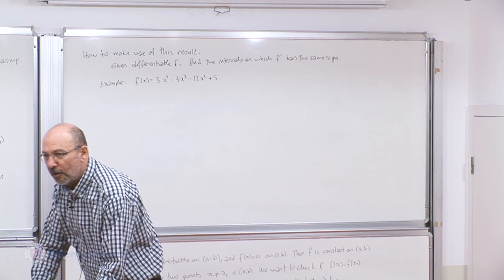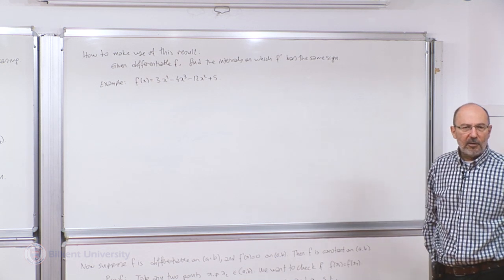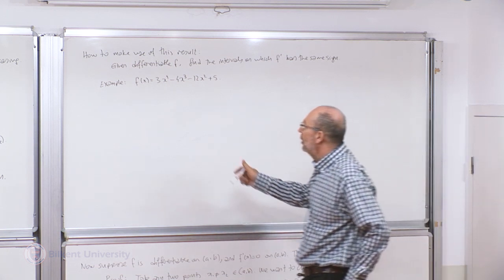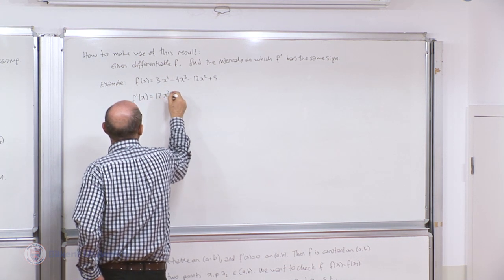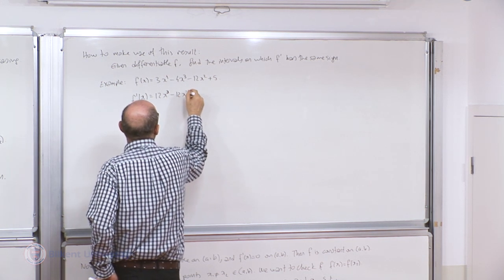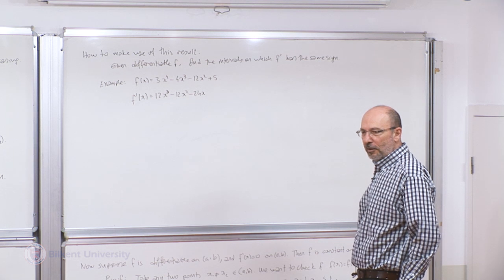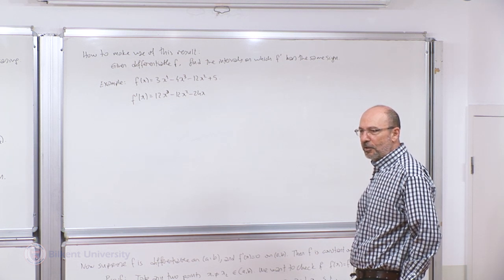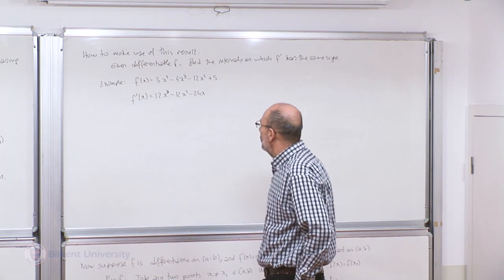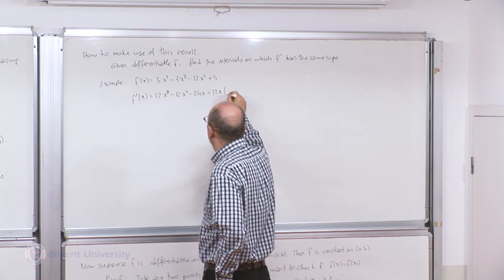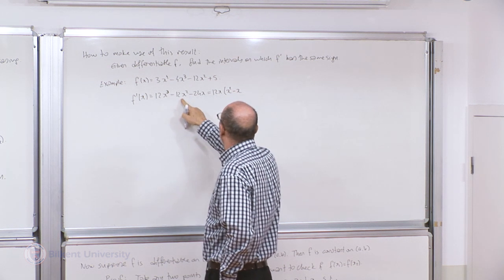The question here is to find the intervals on which the function is increasing and decreasing. So we calculate f prime of x. This is 12x cubed minus 12x squared minus 24x. Now in order to solve this, the easiest way is to factor it. Since it's a cubic, fortunately it is divisible by x. It is also divisible by 12. So this is 12x times x squared minus x minus 2.